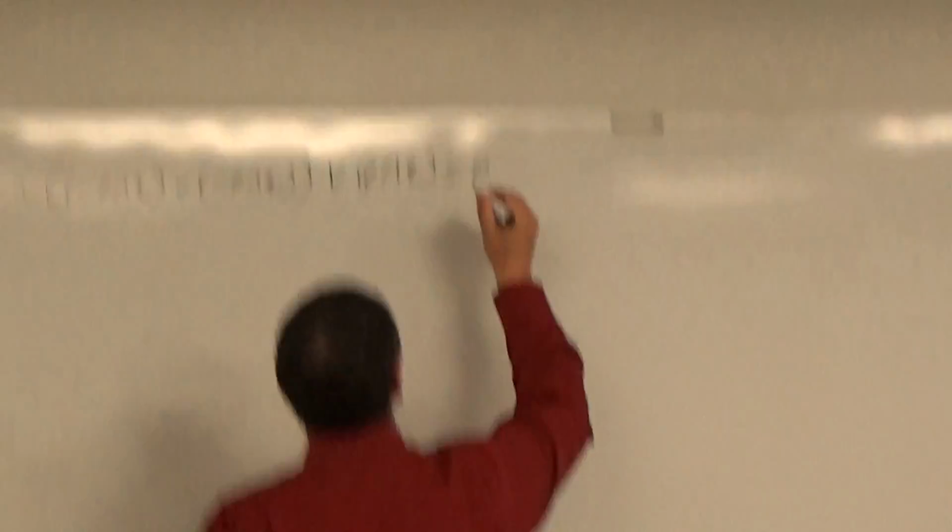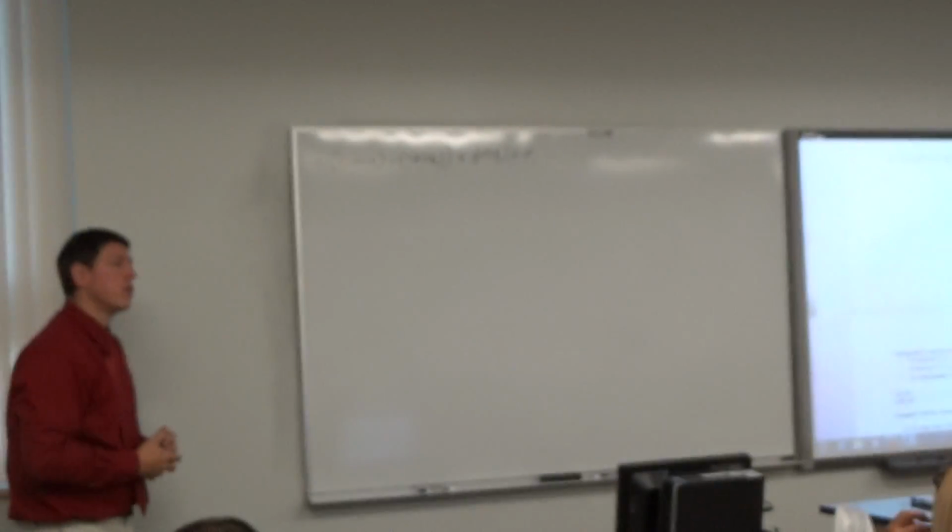Think about trying to do a truth table for this animal. It'd be pretty brutal. I think with Boolean algebra, we might be able to do it in 5 or 6 steps.